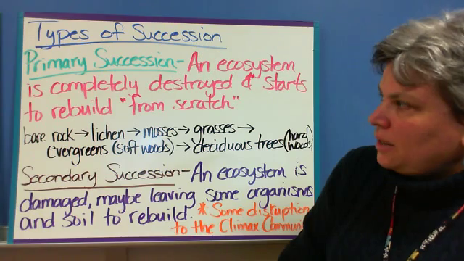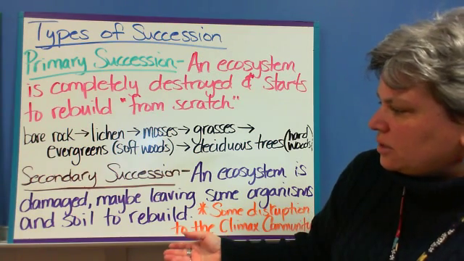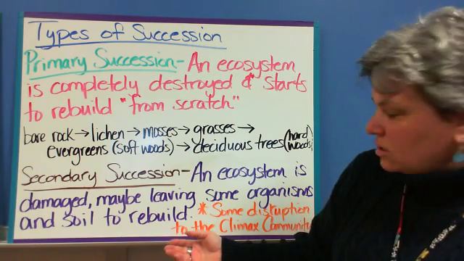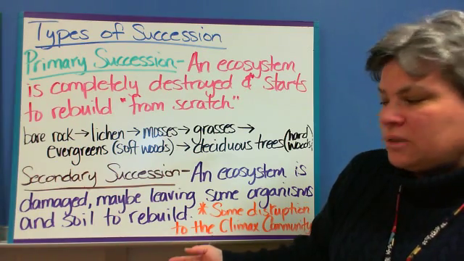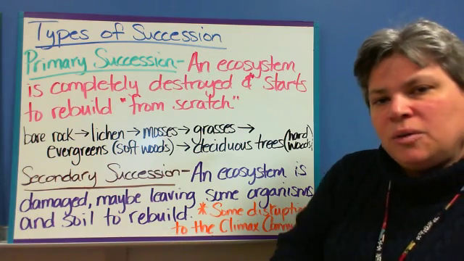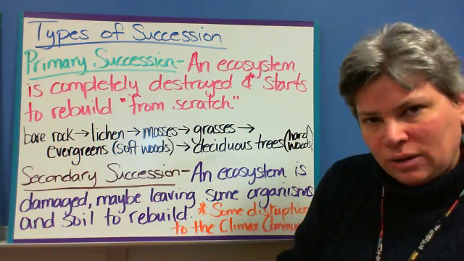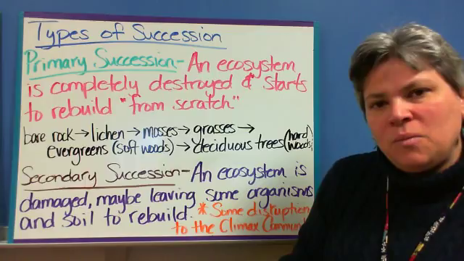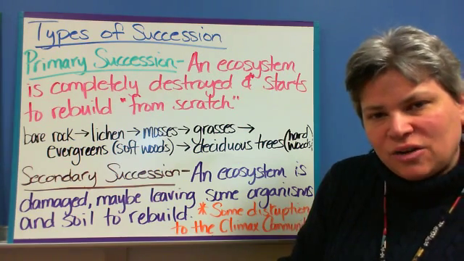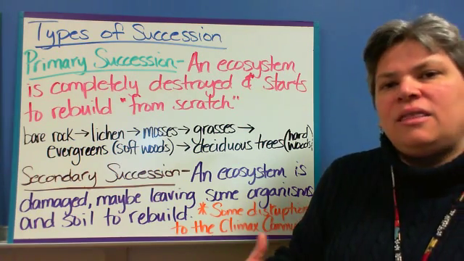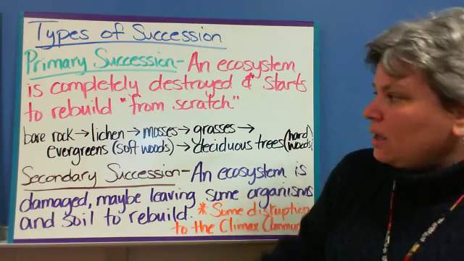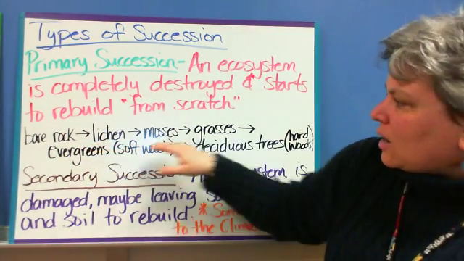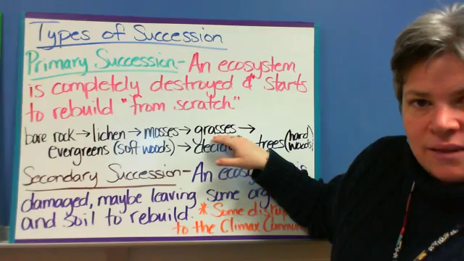So what's the other type? The other type of succession is secondary succession. An ecosystem is damaged, mainly leaving some organisms in soil to rebuild. So we haven't completely wiped it out. We're not totally back to rock. Maybe there's some soil. Maybe we have some rich stuff that things can kind of root into and get going. So instead of starting back with the bare rock, we may actually start with grasses.